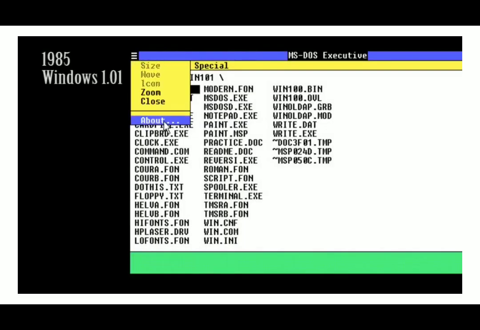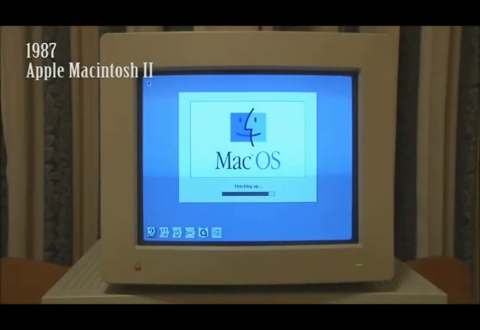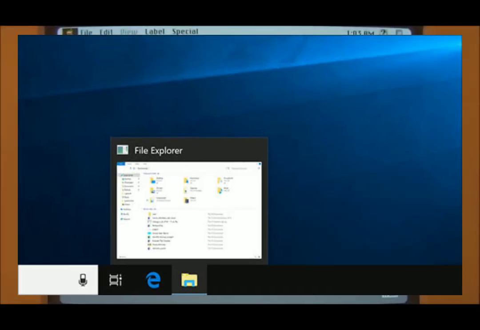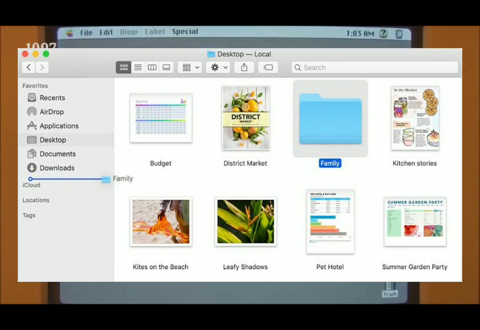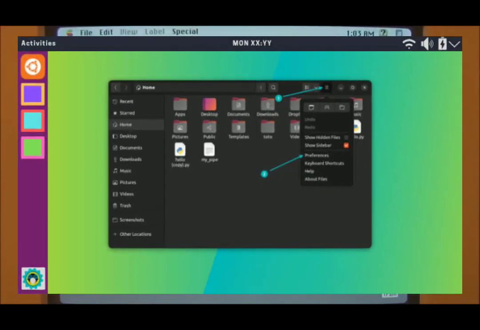Use cases. GUI interfaces are used for a wide range of tasks, including word processing, web browsing, multimedia editing, and gaming. Examples. Some examples of GUI interfaces include Windows Explorer in Windows, Finder in Mac OS, and Nautilus in Linux.